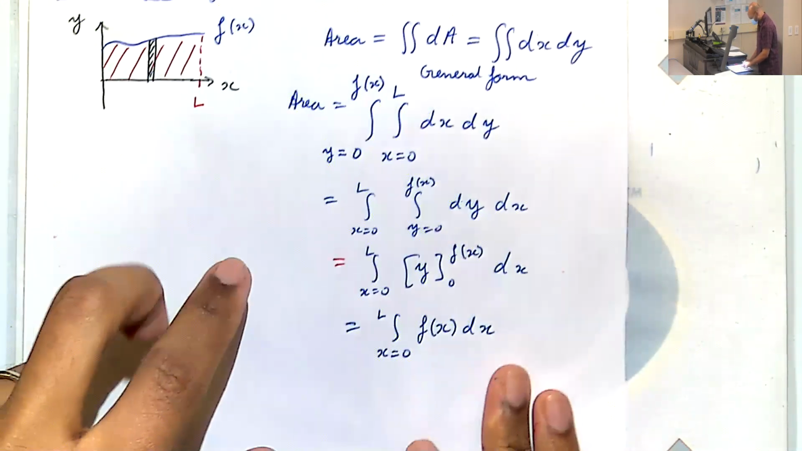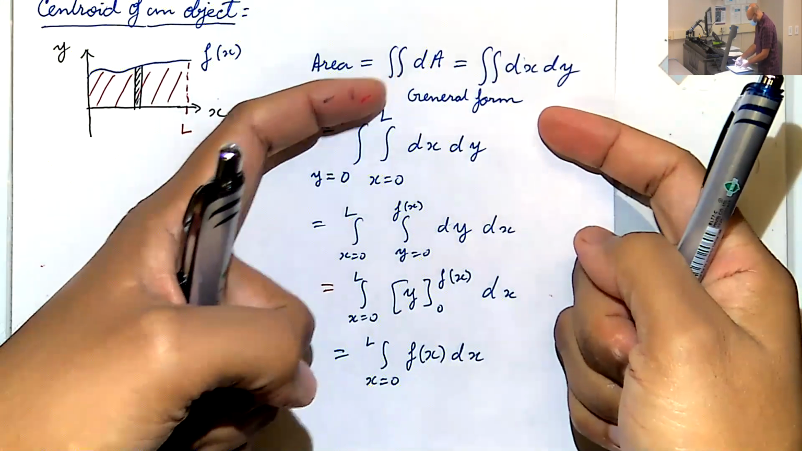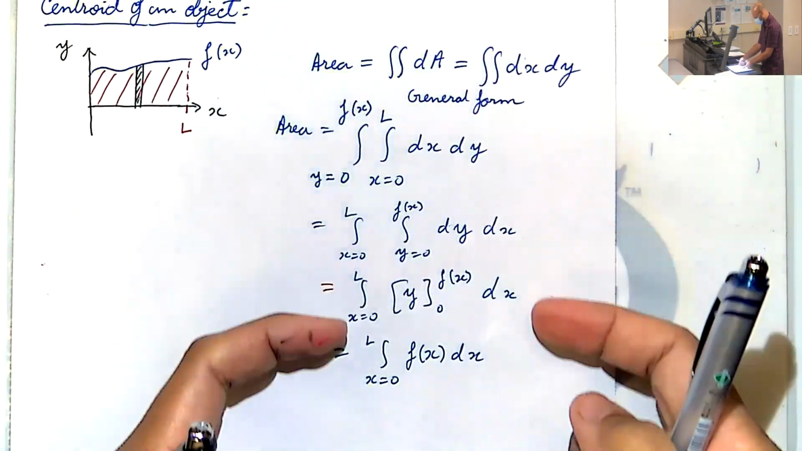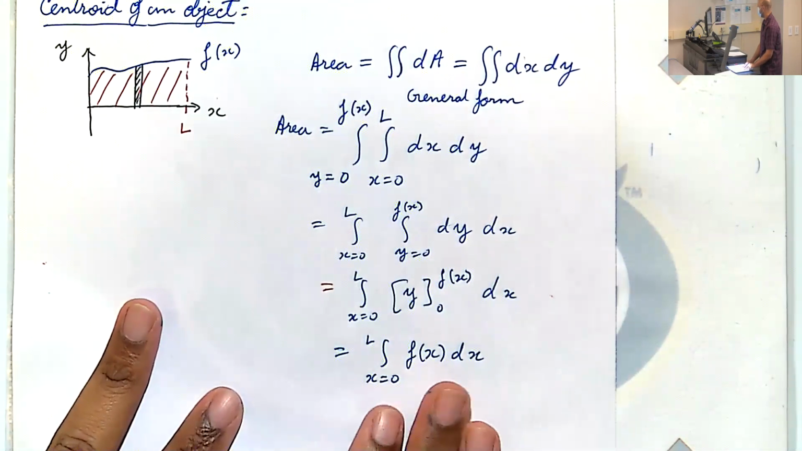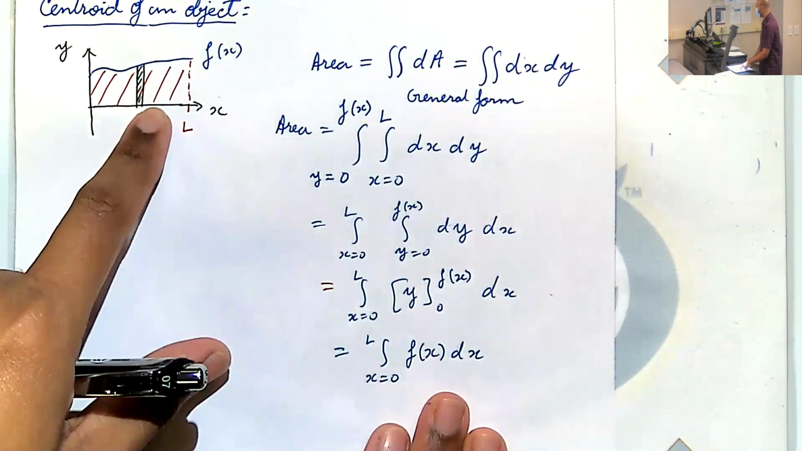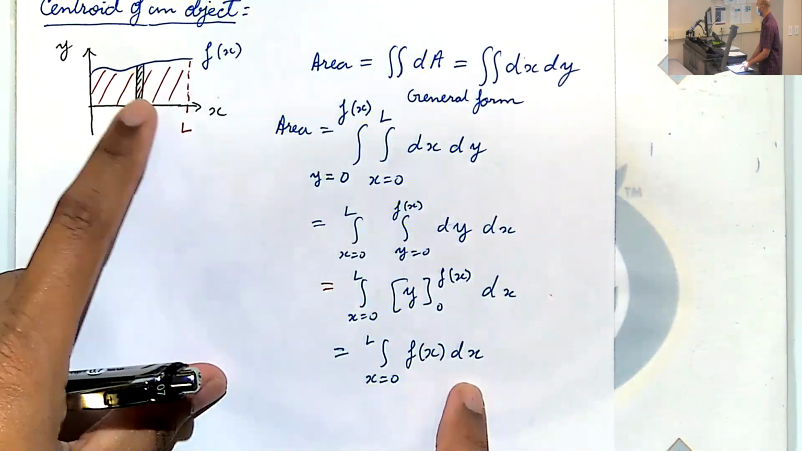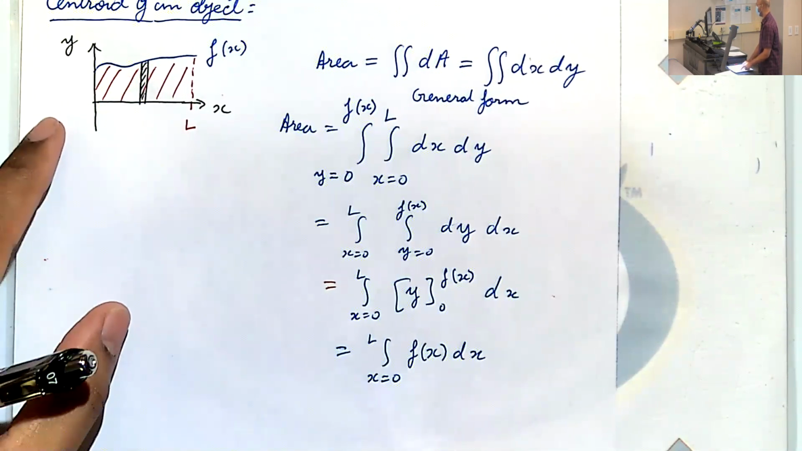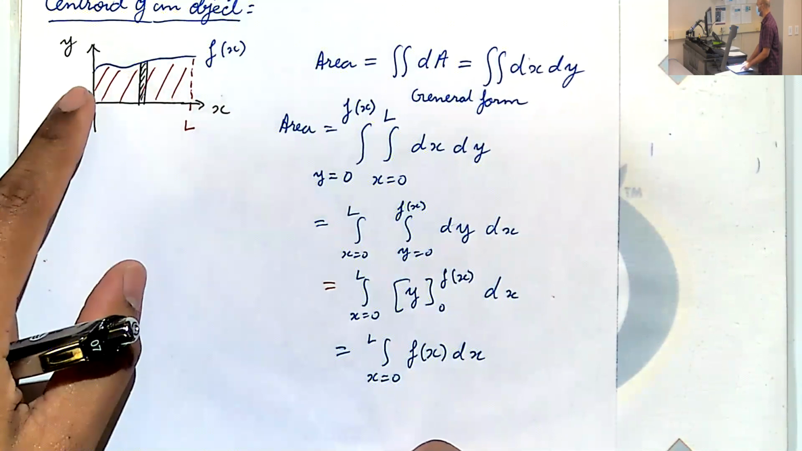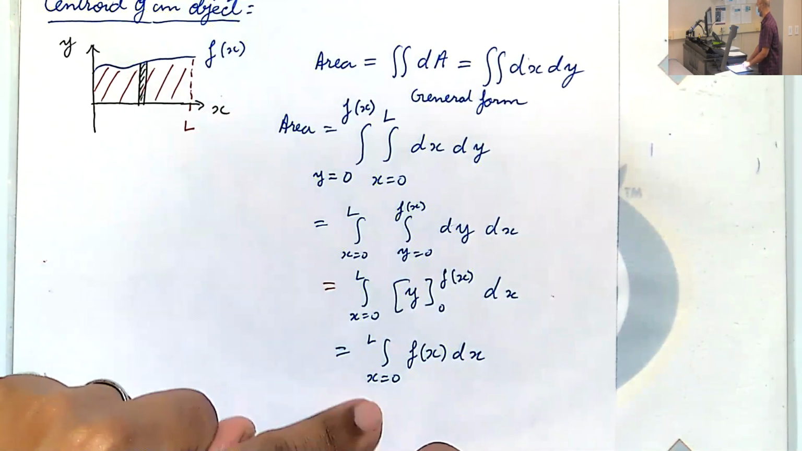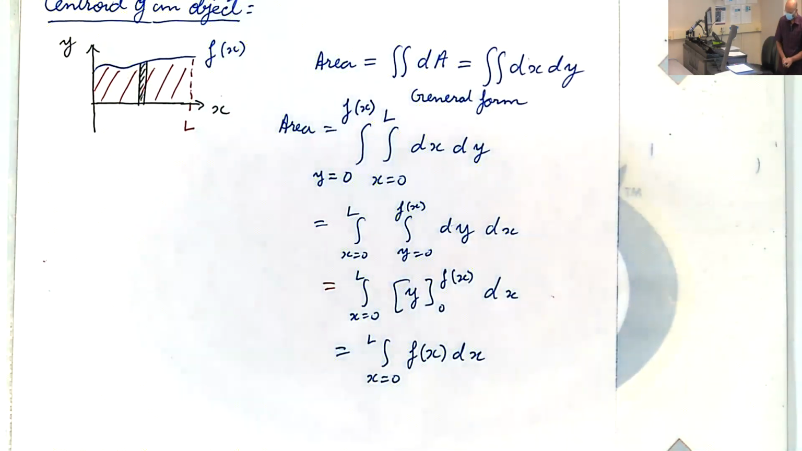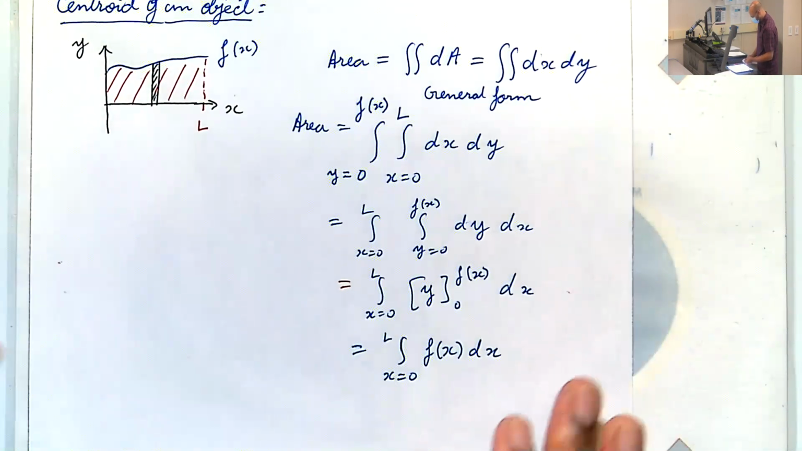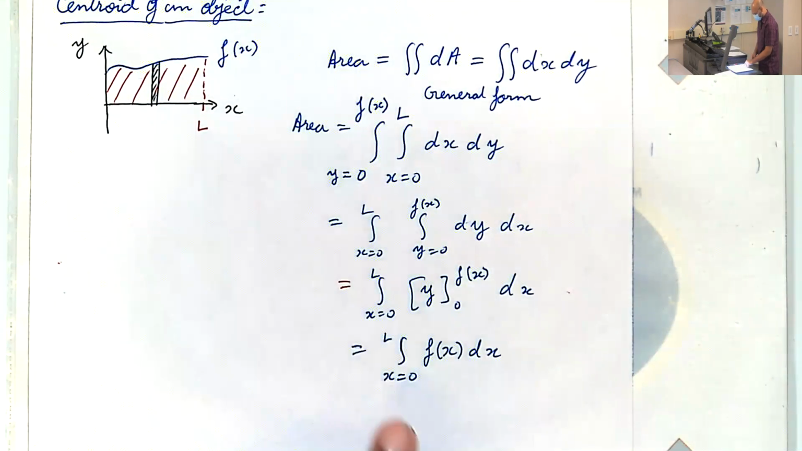And I just want to show you that if you start from the very general form and simplify it, this becomes exactly what you expect intuitively. F of x dx is the area of this small cut. And when you add up all these small cuts, starting here, ending here, that's what the integral does. Okay, that's the area.